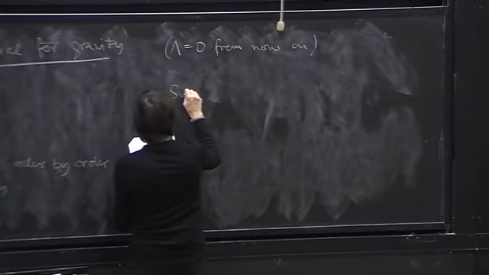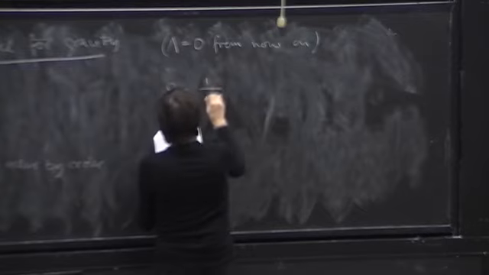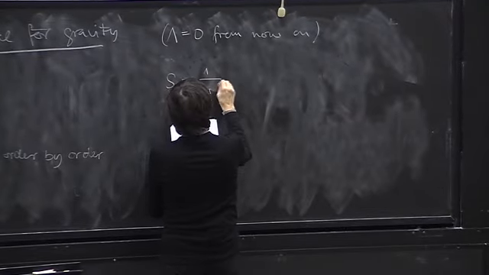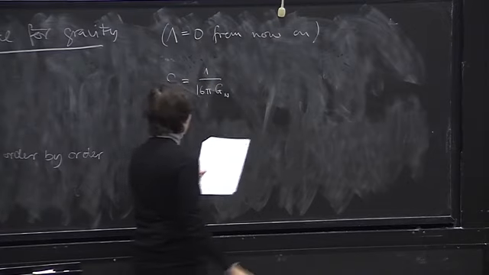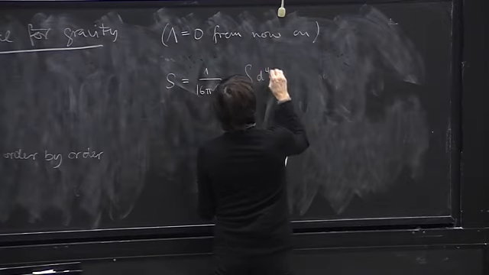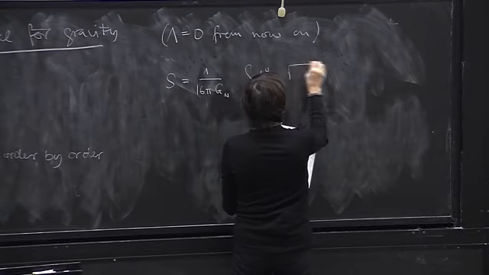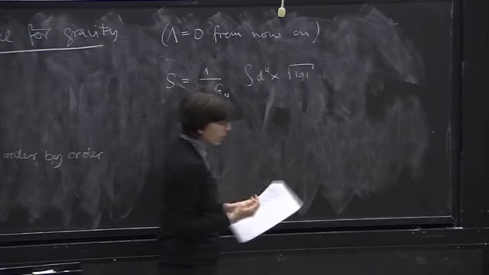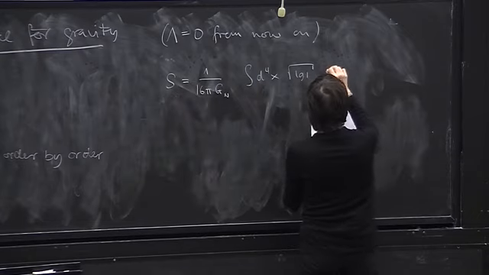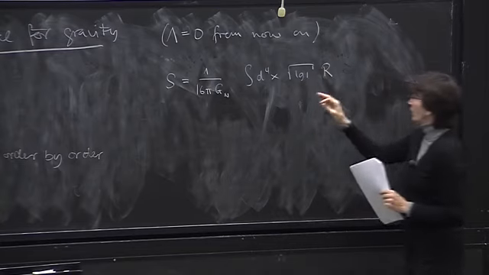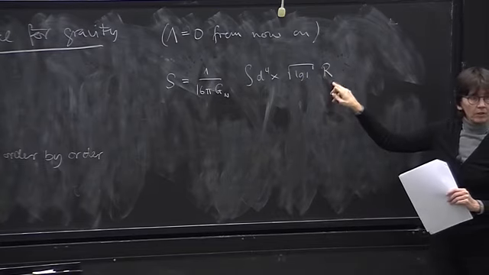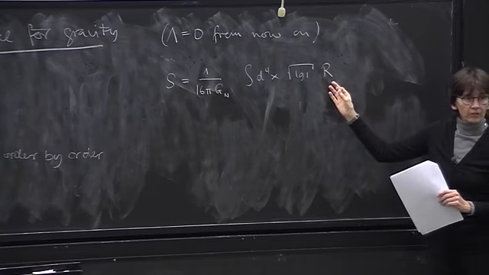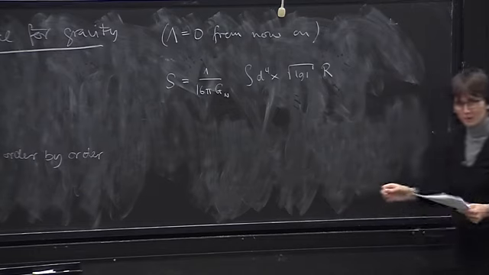Now, what does the action explicitly become in this case? It's S equal to 1 over 16 pi G Newton, times the 4-dimensional integral of the square root of the absolute value of the determinant of g mu nu times the Ricci scalar. I hope I don't have to explain what the Ricci scalar is; I hope that's sufficiently familiar from your GR course.